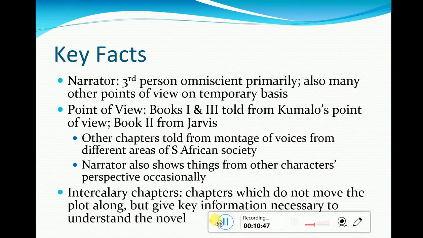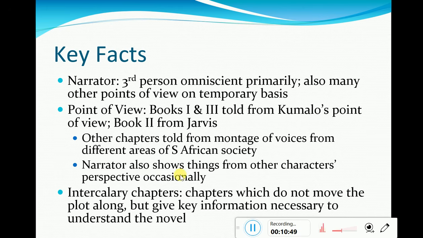Right. Hence, we say the narrator also shows things from other characters' perspectives occasionally. We say occasionally because, like I've said, they're not the main plot, but they help to build up to the main plot. And then there are chapters which do not move the plot along, but give key information necessary to understand the novel. Hence, I've just explained that.